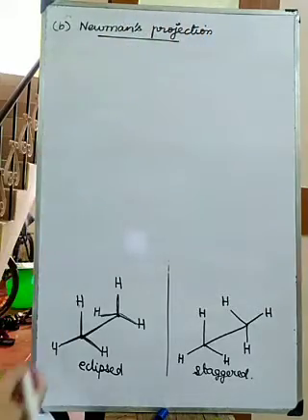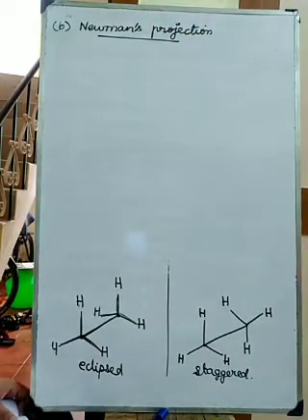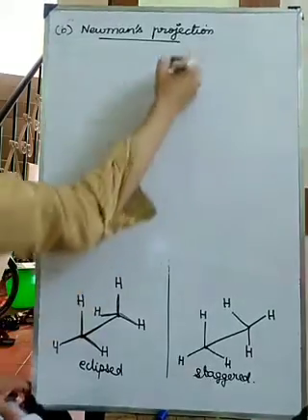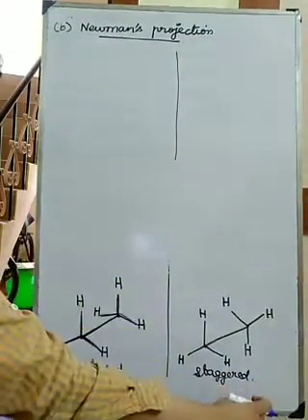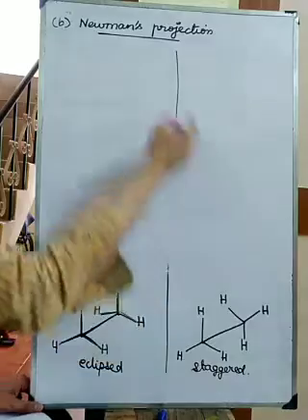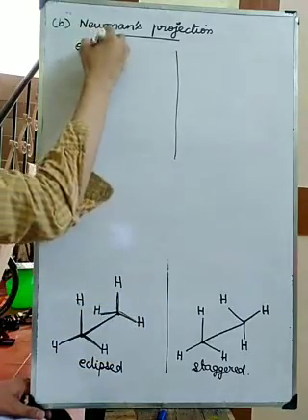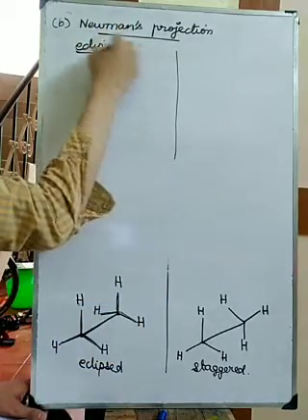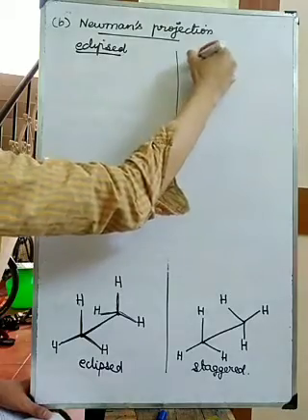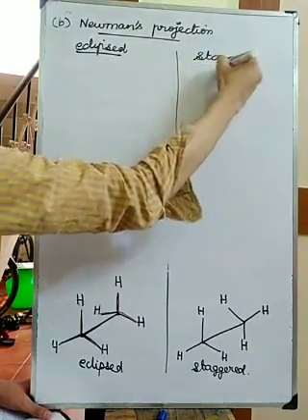Newman's projection. Newman's projection we will be drawing with the help of a circle. So in Newman's projection also we will be having two types. One is eclipsed projection, the other one is staggered projection.